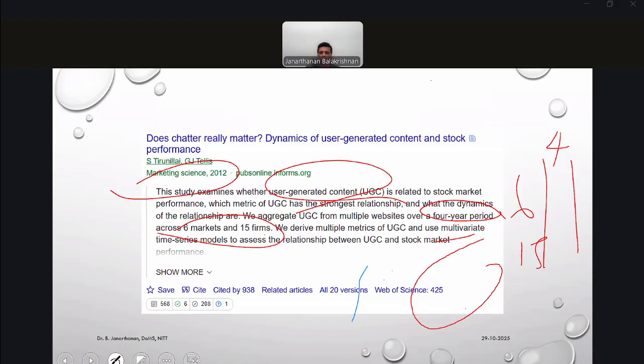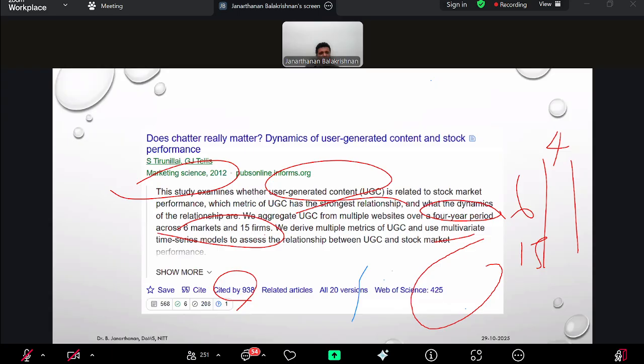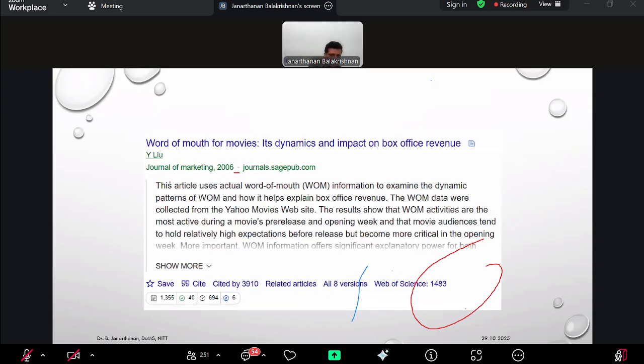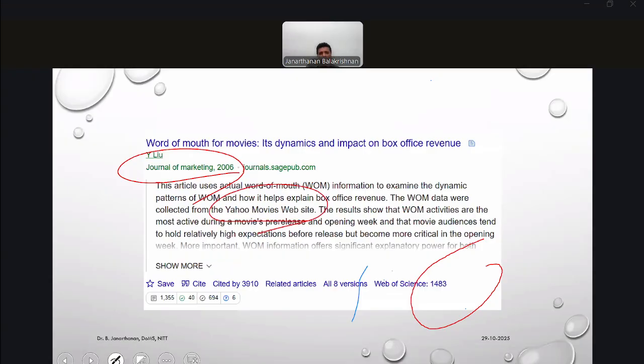So this panel data is possible only with secondary data. It's very difficult to do a primary data collection and an analysis like this. That is why it has very good citations, also given that the data is user-generated content. And this is from the Journal of Marketing. It is a famous paper that used scraped data from the Yahoo Movies website, and of course it got cited by 3,910 people.